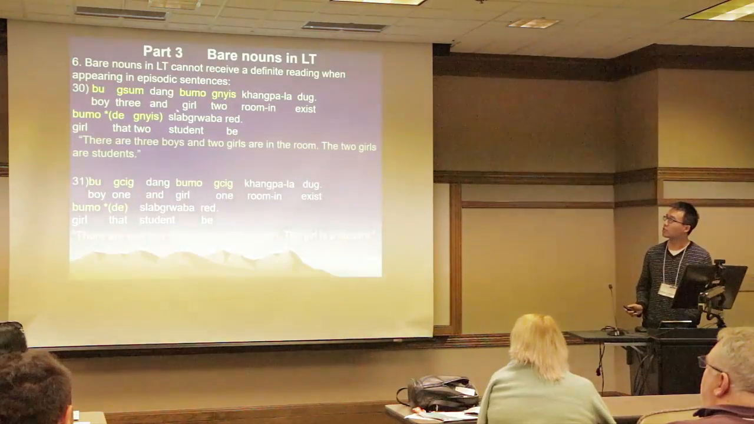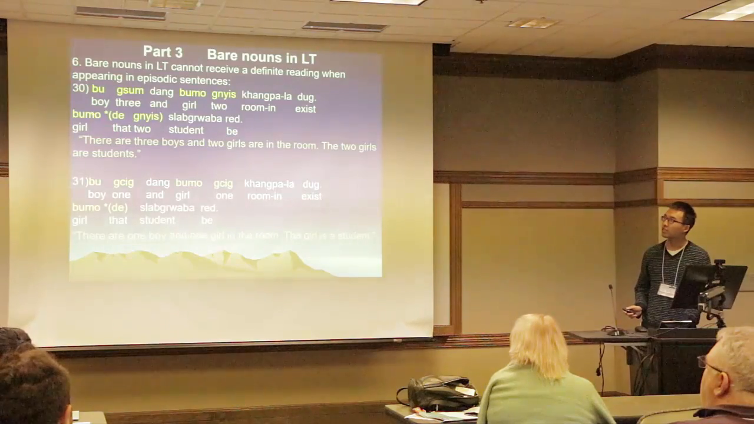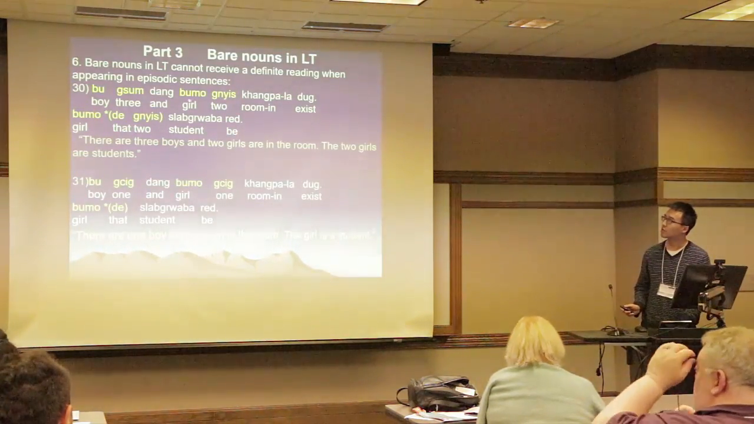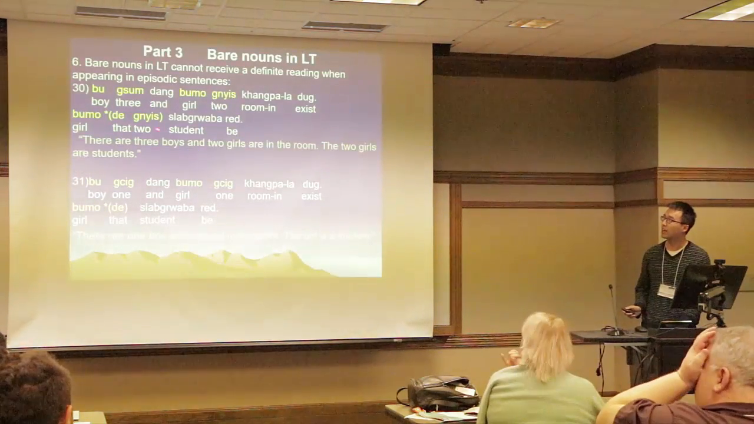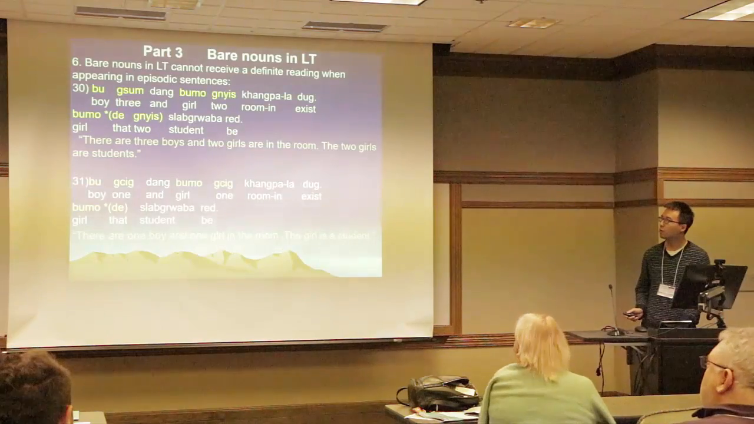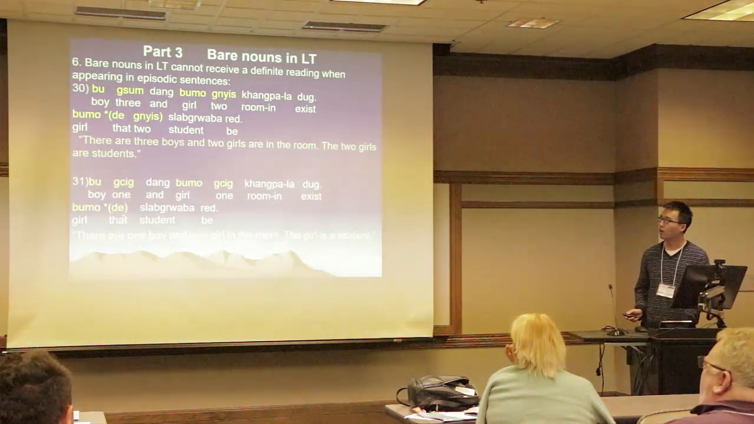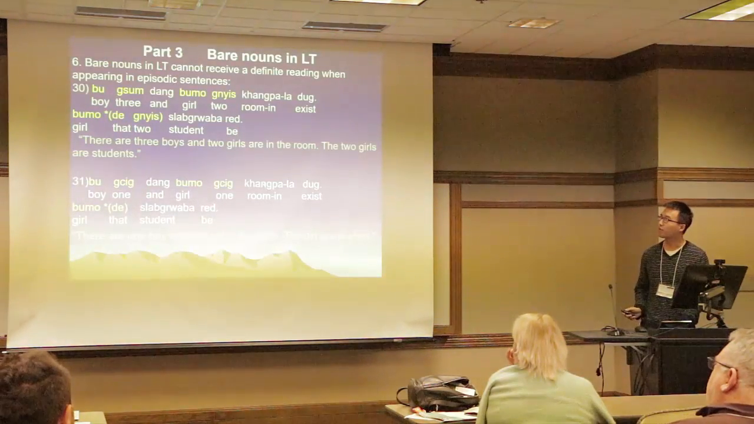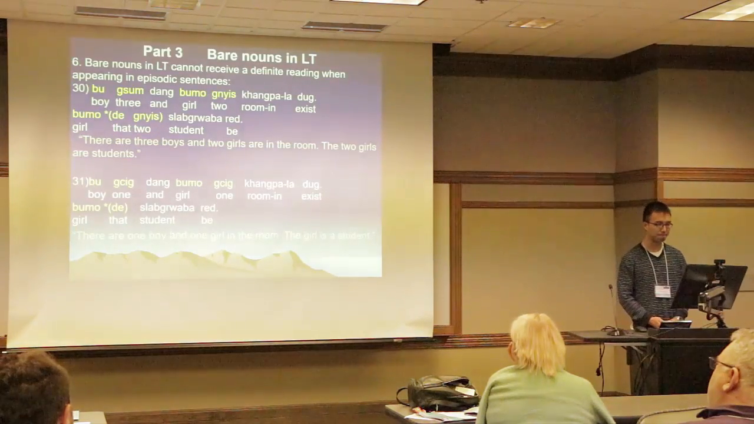So you want to say there are 2 boys and 2 girls in the room, and we cannot just use this bare noun, pumo, to refer back to the 2 girls. We need to add that to here. When we say there is 1 boy and 1 girl in the room, here we also need a demonstrative element. So bare nouns cannot be anaphoric and refer back in episodic sentences.